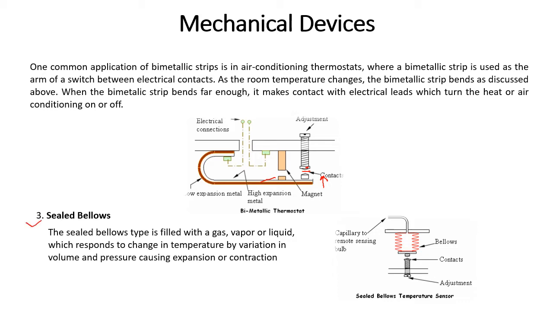The third kind of mechanical device which we use is a sealed bellow, as you can see in this picture. The sealed bellow is generally filled with a gas, vapor or liquid, which responds to a change in temperature by variation in volume and pressure, causing expansion or contraction. So if the temperature increases, the bellow expands and makes contact with this metal lead, which leads to a change in operation of the equipment it is connected to.